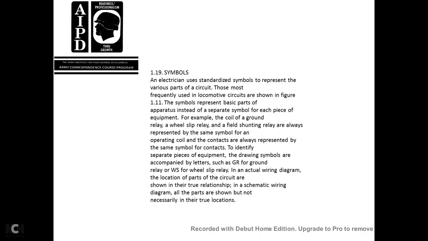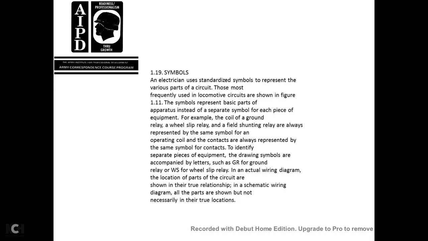119, Symbols. Electricians use standard symbols to represent the various parts of an electric circuit. The most frequently used in locomotive circuits are shown in Figure 111. The symbols represent a basic part of the apparatus installed, with a separate symbol for each piece of equipment. For example, the coil of a ground relay, wheel slip relay, or field shunting relay is always represented with the same symbol for operating coils, and contacts are always represented with the same symbol for contacts identified with the separate pieces of equipment.